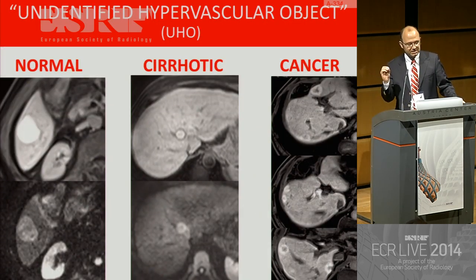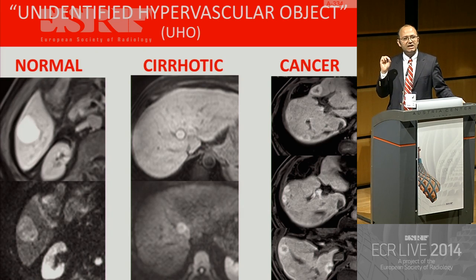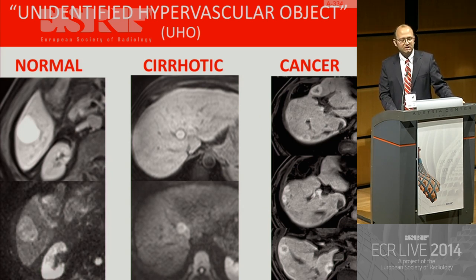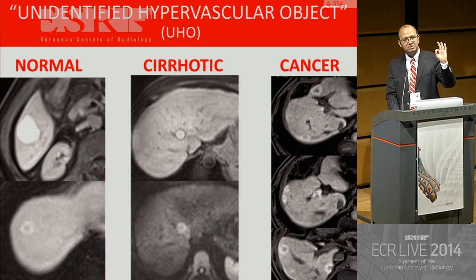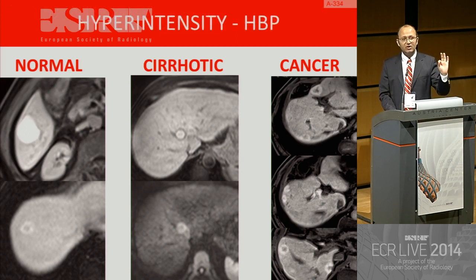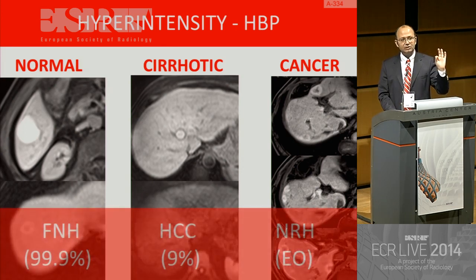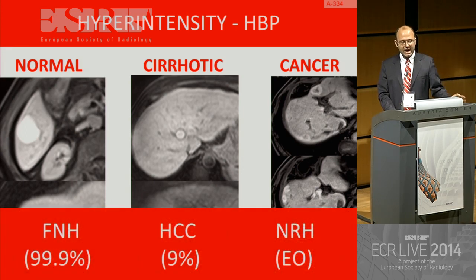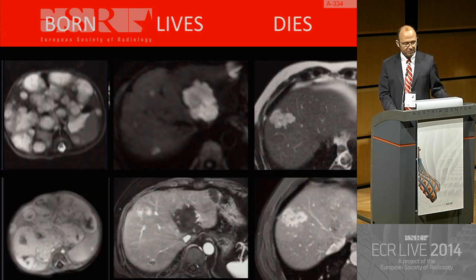And this is my last slide. If you have an unidentified hypervascular lesion in your practice, just do hepatobiliary phase imaging with a hepatocyte-specific contrast agent. In a normal patient, if you see these two enhancement patterns, it is typical for FNH. If you see it in a cirrhotic patient, in 9% of the patients, it can be HCC, and in cancer patients, it is most likely a nodular regenerative hyperplasia.